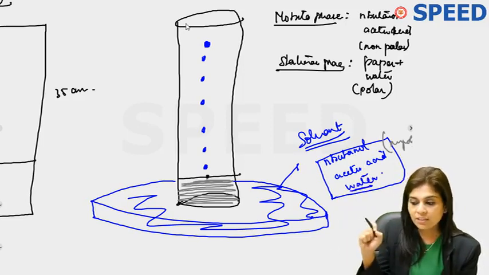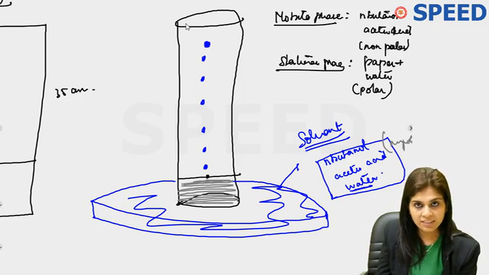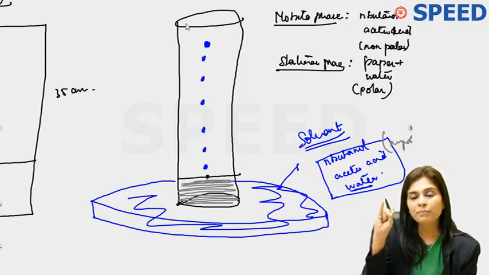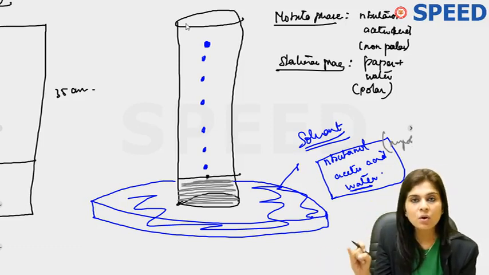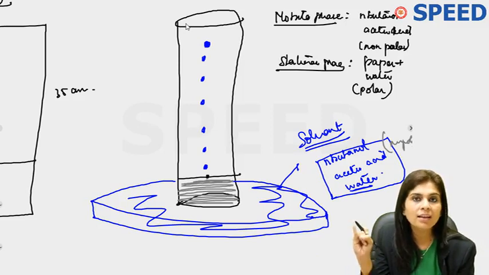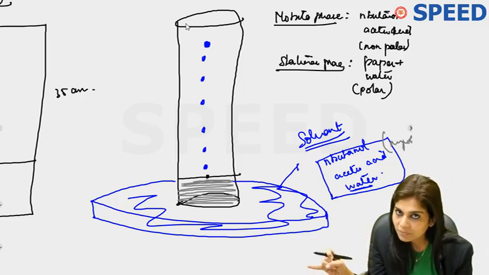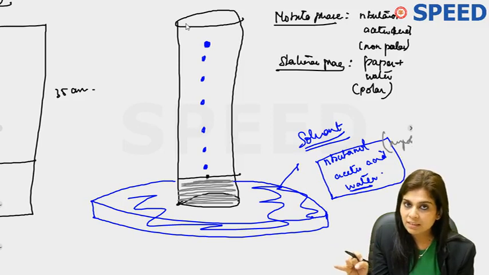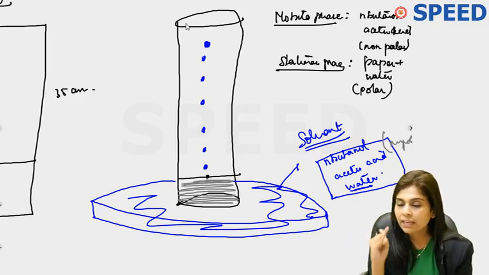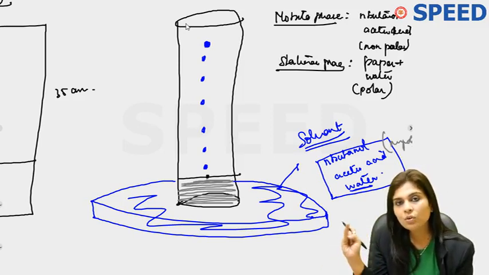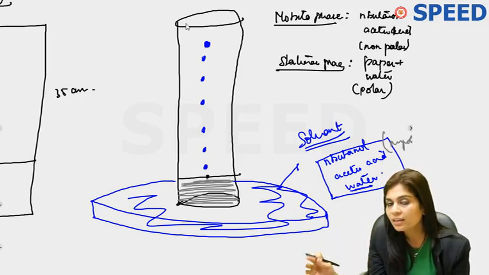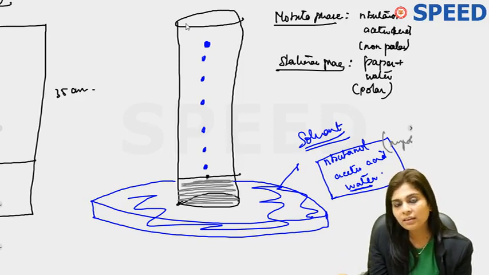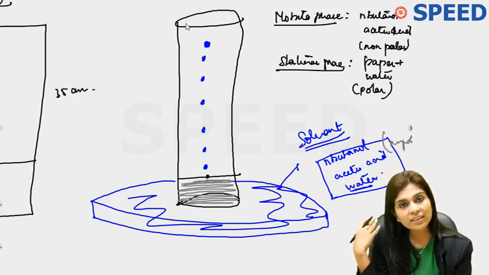So all that you need to know about paper chromatography is it is used for separating amino acid mixtures, it's used for separating carbohydrate mixture. And for separating amino acid mixture, the solvent that is used is N-butanol, acetic acid and water. And what is the mobile phase here? The mobile phase is N-butanol and acetic acid, which is non-polar, and the stationary phase is paper and water, which is polar. So more polar amino acids will be retarded, more non-polar amino acids will move faster.